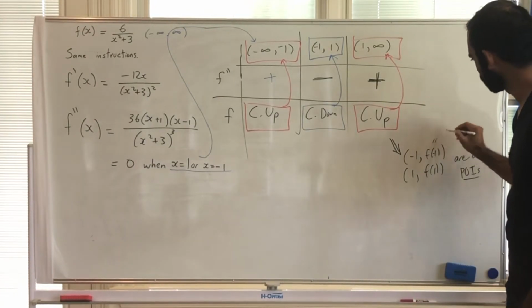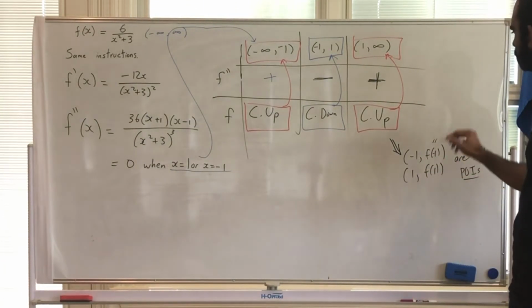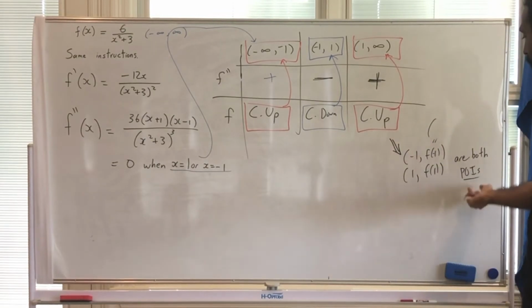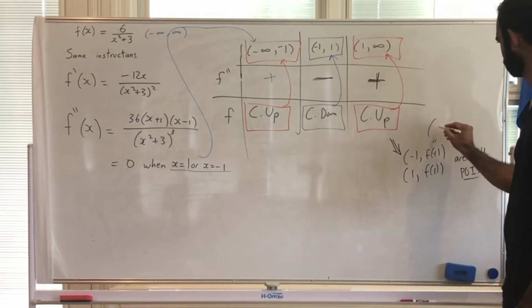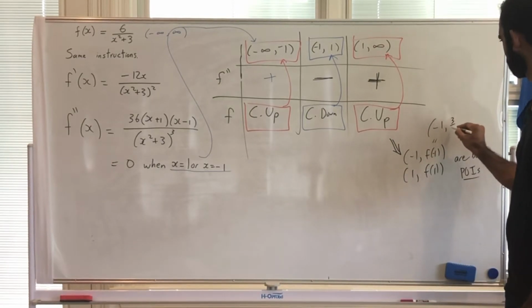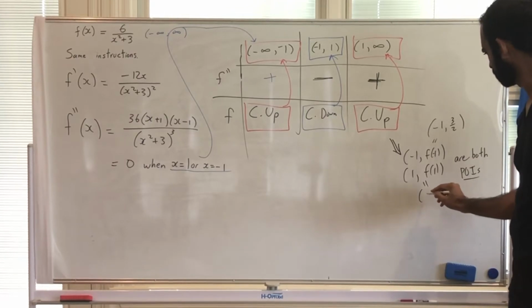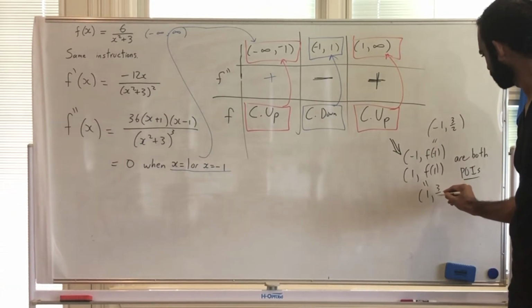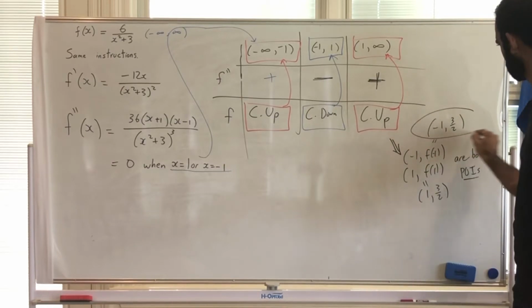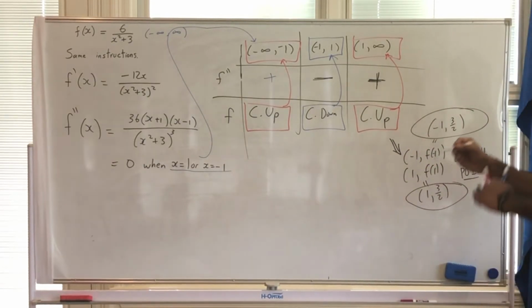All right, let's get the points for this. What is f of -1? We plug that into the original function, right? POIs are points on the original. So that'd be 6 over 4, so just 3 halves. -1, 3/2 for the first one, and for the last one, same thing, positive 1, 3/2. Those are my points of inflection.